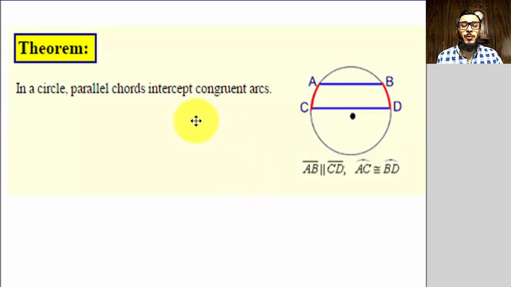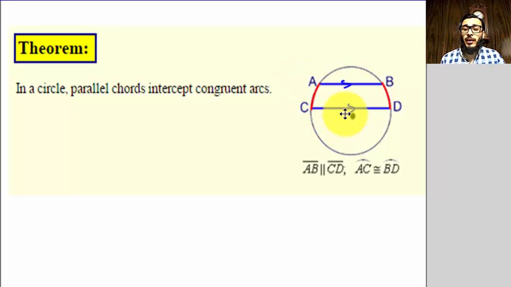And let me give you a theorem that we're going to be using in this video. There's a theorem that says in a circle, parallel chords intercept congruent arcs. And what do we mean by that? So let's suppose that segment AB is parallel to segment CD. So these two lines are parallel.